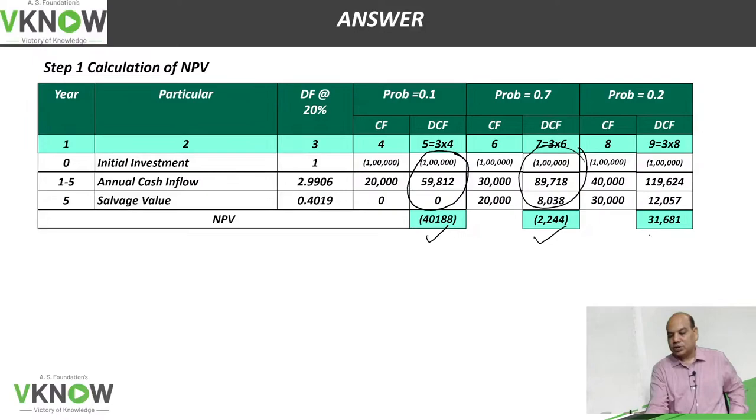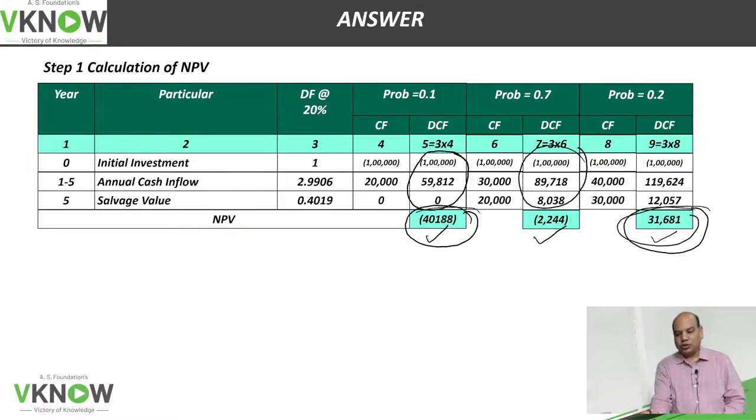The benefit of this table is that you will be able to answer best case NPV and worst case NPV also. So that is why I have decided this format.